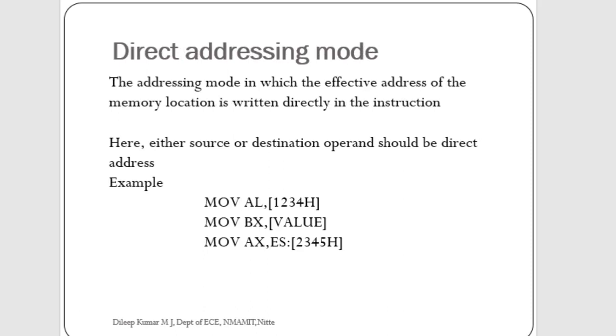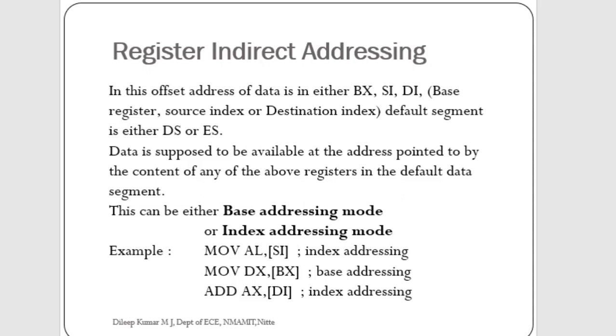So let's go with the last addressing mode, that is register indirect addressing mode. In the register indirect addressing mode, we have to address the location indirectly. In the sense, let's say we want to address the 1000H location. I'm not going to address 1000H directly. What I will do is save the 1000H value in a register.